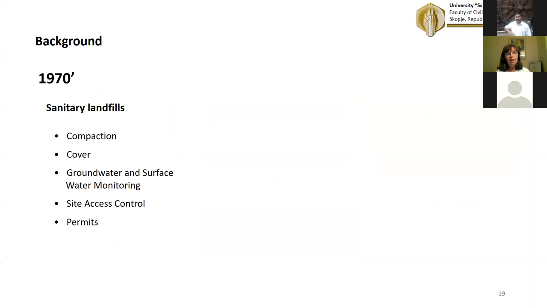For the first time, in the 1970s, sanitary landfills were constructed, and the sanitary landfills included compaction of the waste, then daily and final cover material. Then monitoring of groundwater and surface water was performed. Access to the sites was controlled, and also it was permitted. All the landfills were permitted. But although there was some modernization of the waste management techniques, these were not enough measures to protect the environment completely.